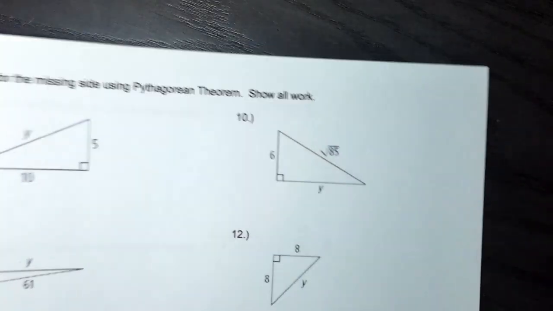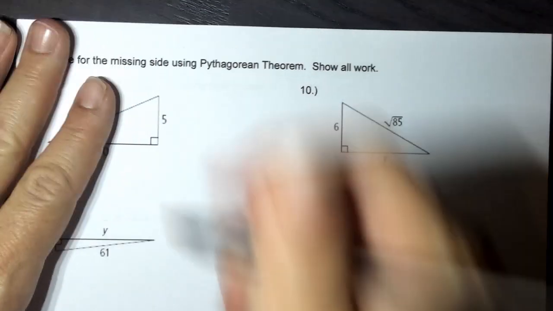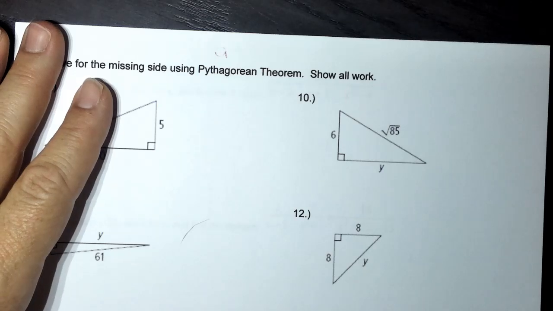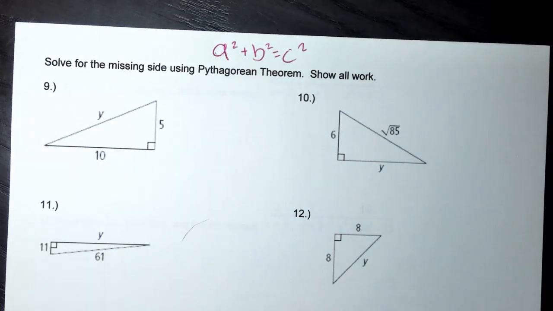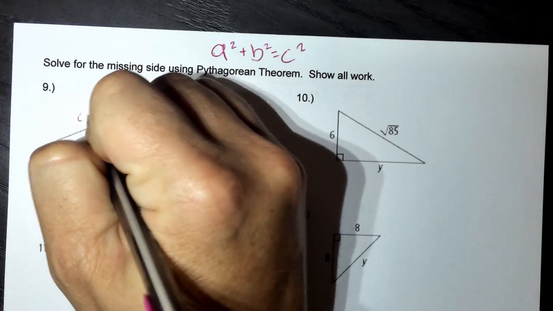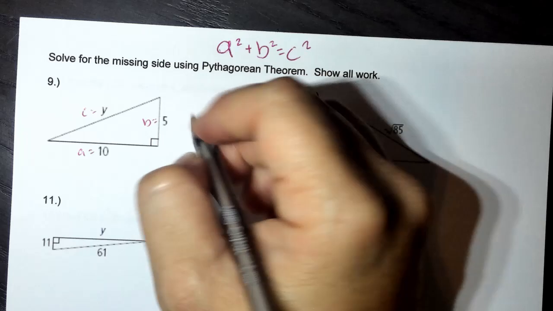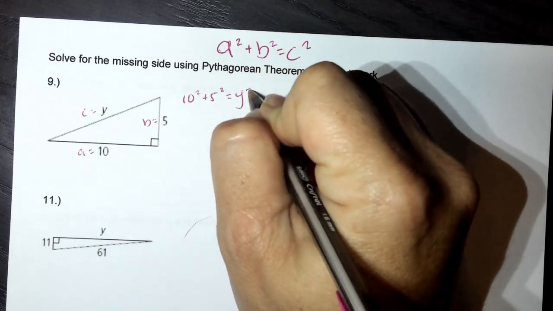Okay, now to the next page. Okay, we're going to look at the triangles. So remember, your Pythagorean theorem is a squared plus b squared equals c squared. And c always has to be your longest side. So knowing that this is my c, so a, b, c, I'm going to go ahead and plug it in. So a is 10 squared plus b is 5 squared equals y squared.